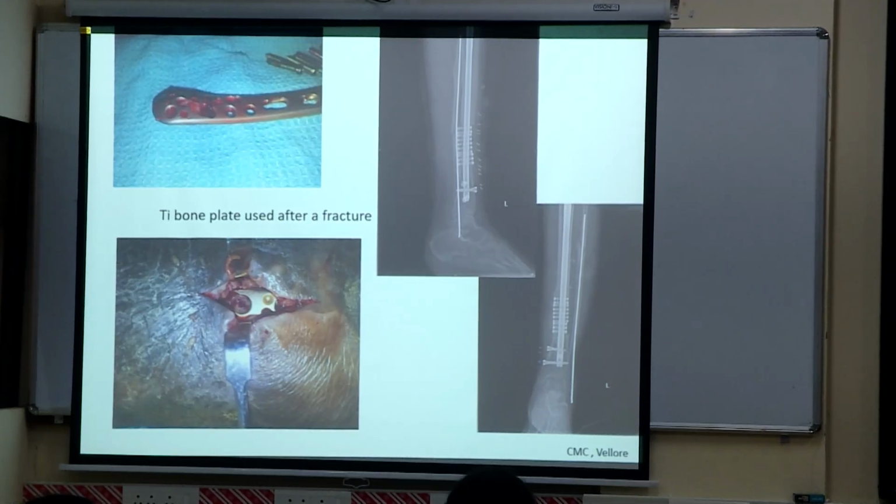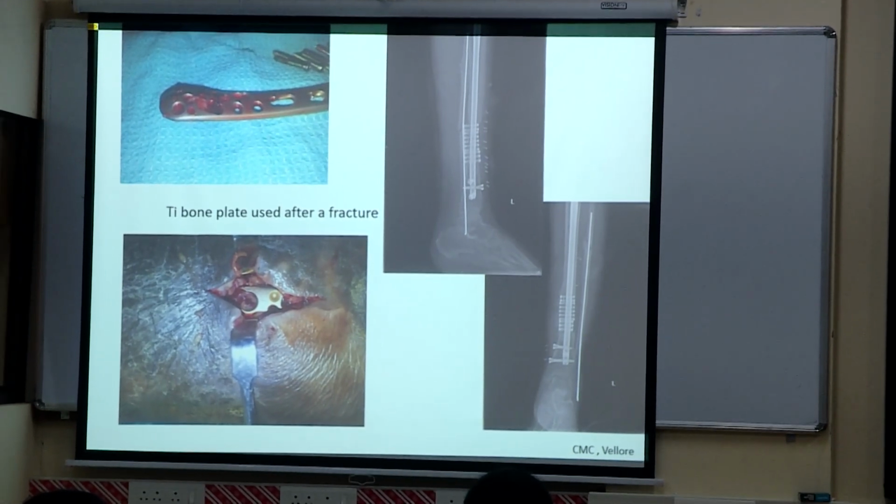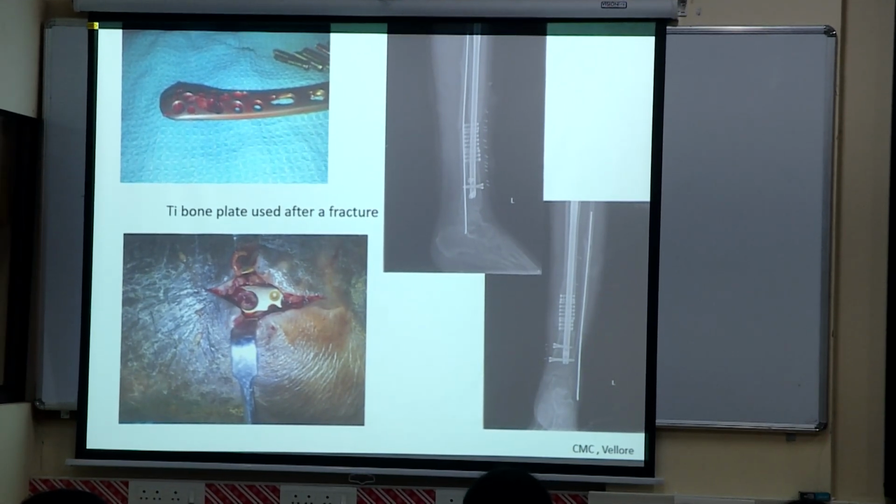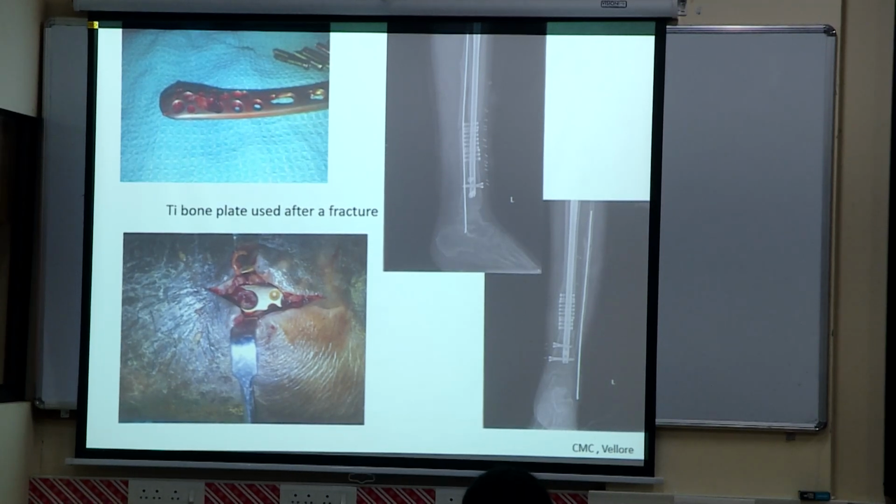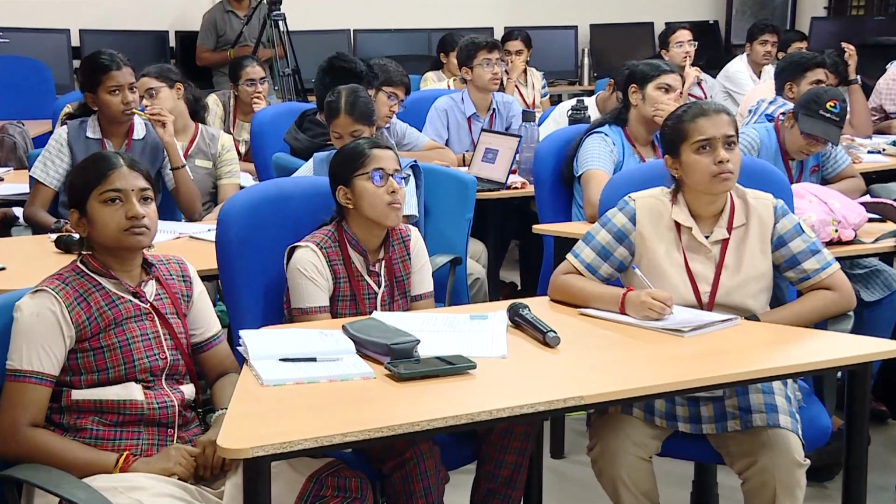Okay, these are titanium bone plates. Like I said, titanium doesn't corrode. It's expensive when compared to stainless steel. So in India we still use a lot of stainless steel because it's very, very cheap. Titanium, again same thing, is used to keep the bones here. You can see how the bones are aligned, and then you have the screws here actually.